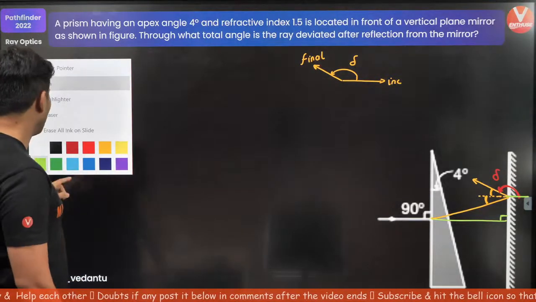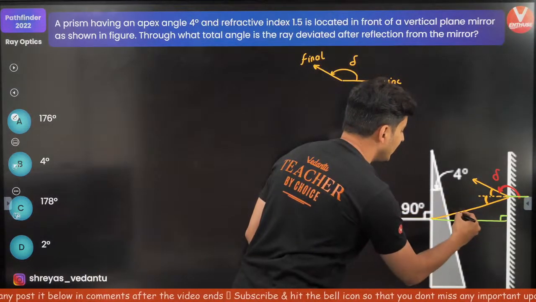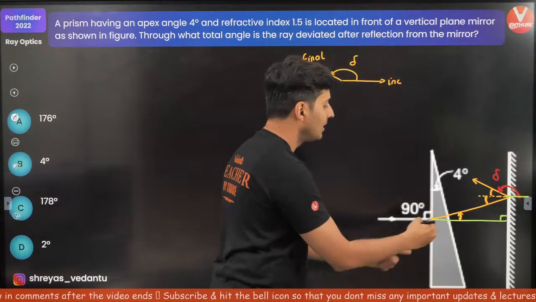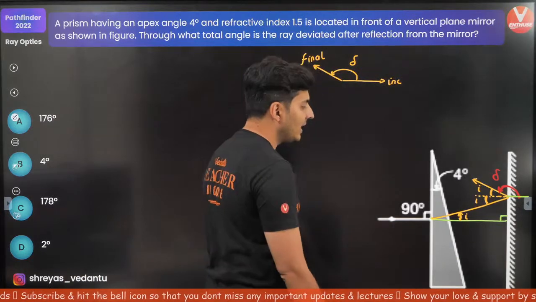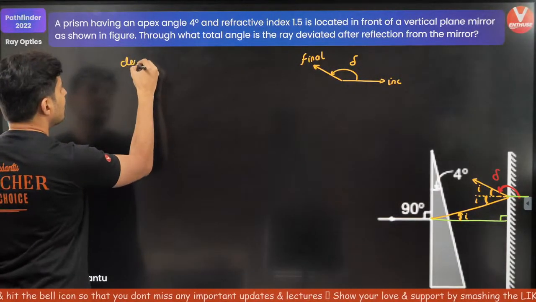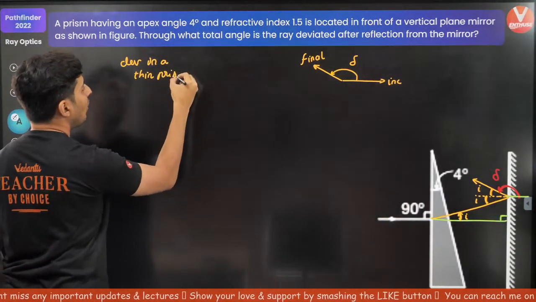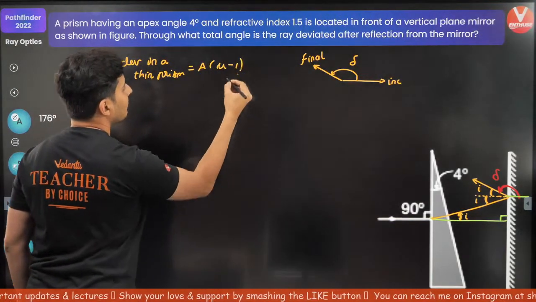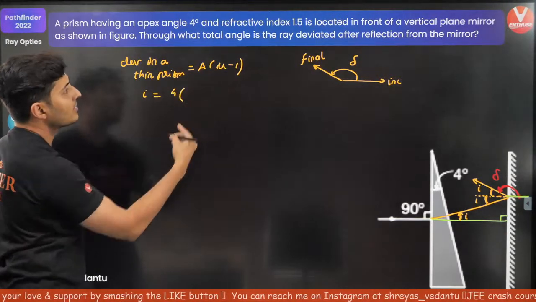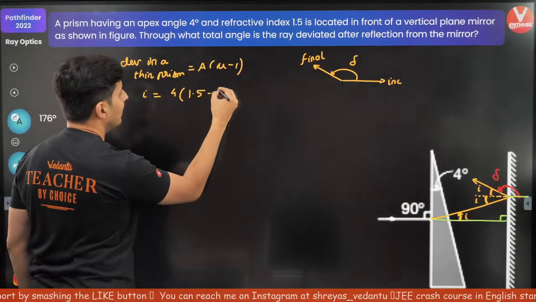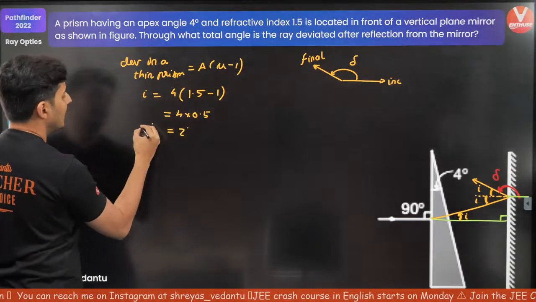So let's try to find out what these angles are, and you will get the answer. Remember, it's a thin prism, so the light ray will deviate by some angle. If I call this angle I, this will also be I, and this will also be I. And deviation in a thin prism, what is it? It is A into (mu minus 1). What is that deviation? It is I. What is A? I think it is mentioned, 4 degrees. Is mu given? Yes, 1.5. So 1.5 minus 1, that's 0.5. 4 into 0.5, that's 2 degrees. So that is the value of I.